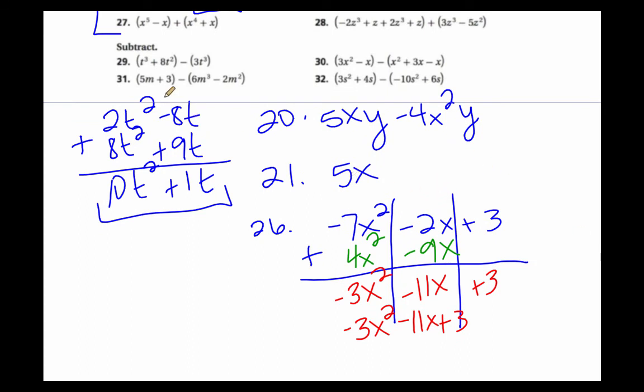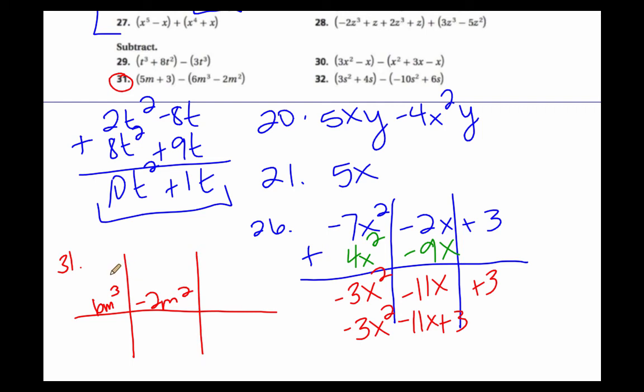So let's look at number 31. I have 5m plus 3, okay? Now look at this second one that I'm subtracting. Notice that there's a cubed and a squared. So when I write this, I want to leave space for that. So I'm going to have the cubed here. So this is going to be 6m cubed. This is going to be negative 2m squared.